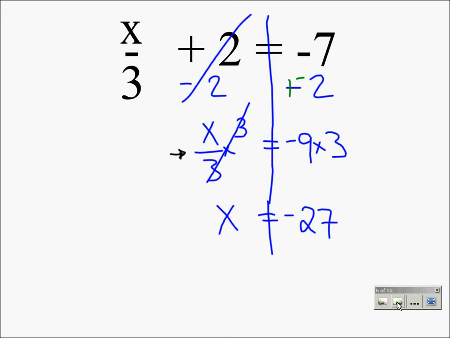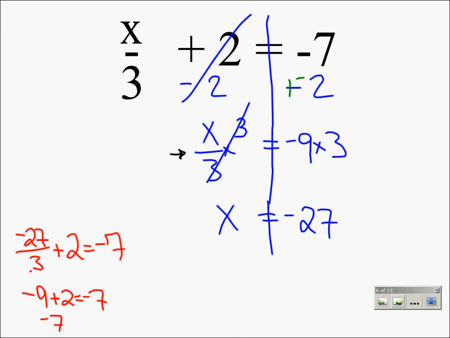Okay, you can plug that back in. Negative 27 over 3 plus 2 equals negative 7. Order of operations tells us to start with multiplying and dividing. So negative 27 divided by 3 is actually a negative 9. Bring the rest down. Negative 9 plus 2 equals negative 7. Negative 9 plus 2 is a negative 7 equals negative 7. So we solved it correctly.